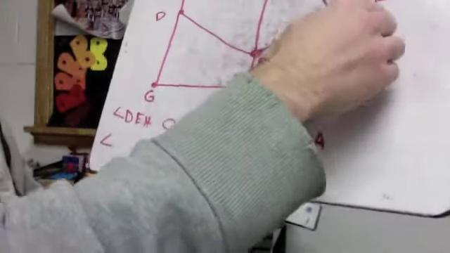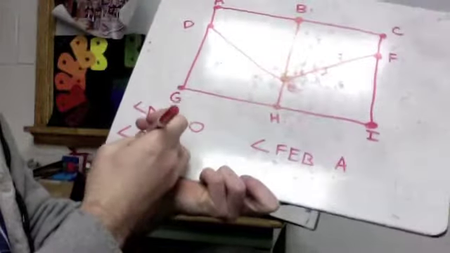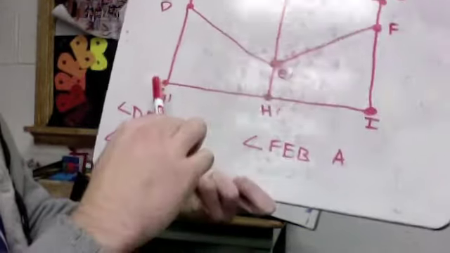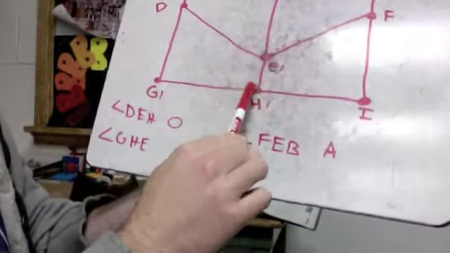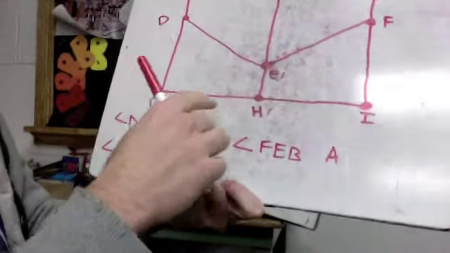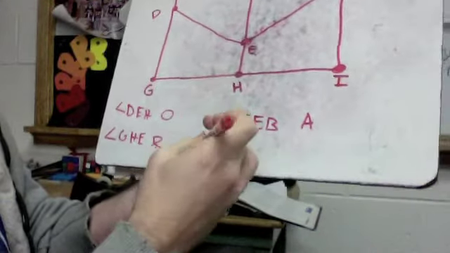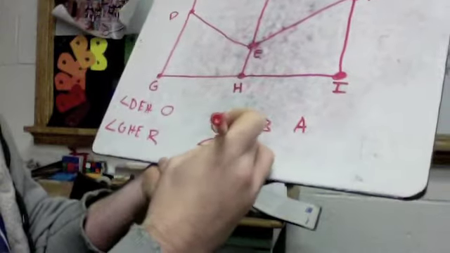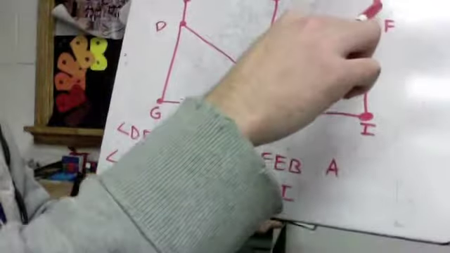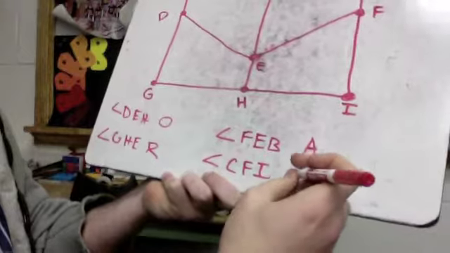I could go angle GHE. That would be from here to here to here. GHE makes that perfect square corner, so GHE is going to be a right angle. And then something else you possibly could have had. I could have angle, let's go CFI. CFI just makes a straight line, 180 degrees, so we know that's going to be a straight angle.